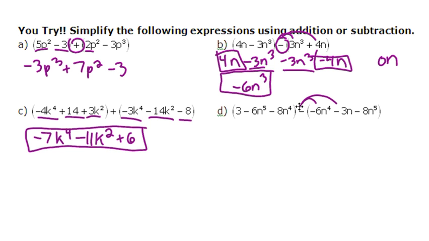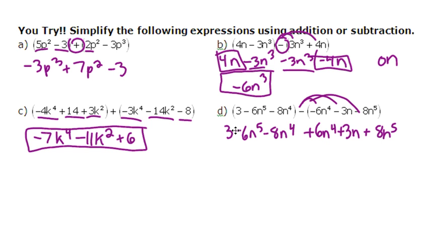D, distribute the negative. So I have a positive 6n to the fourth, a positive 3n, and a positive 8n to the fifth. I bring down the first parentheses, and then I go ahead and combine. So my highest exponent is the 5. 8 and negative 6 make 2. The 4's, negative 8 and 6 make negative 2.